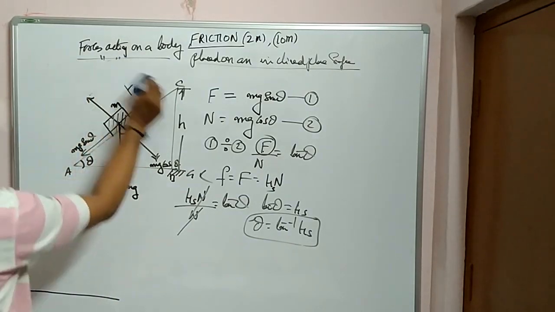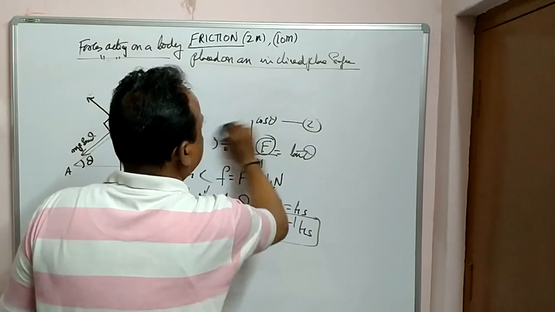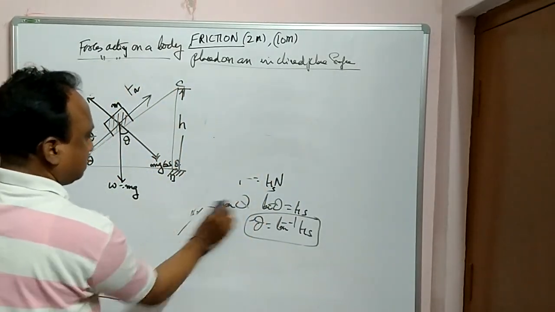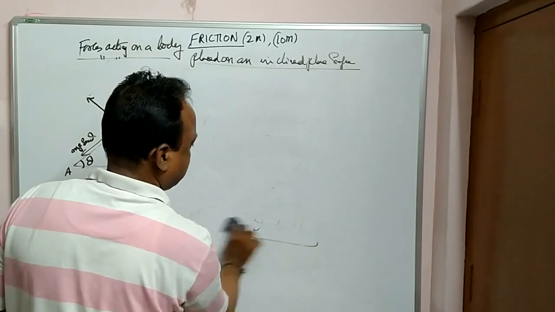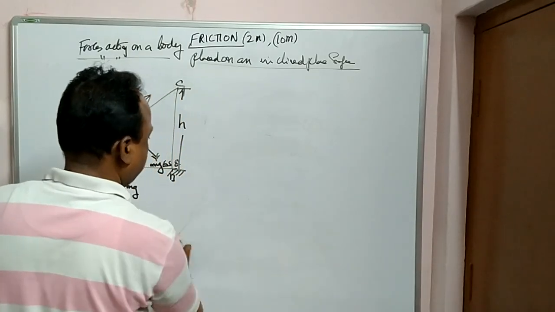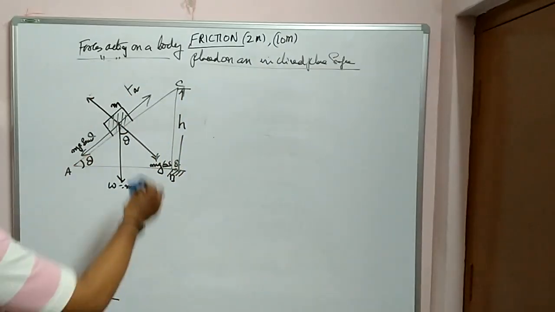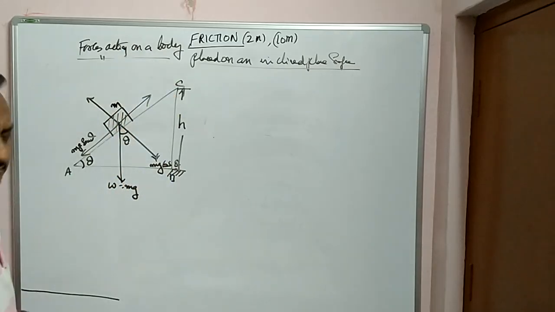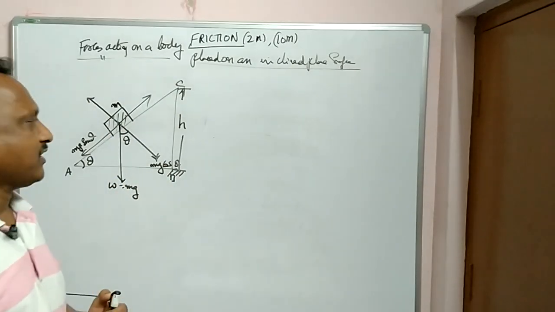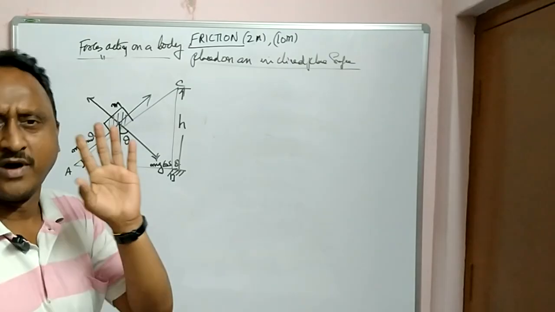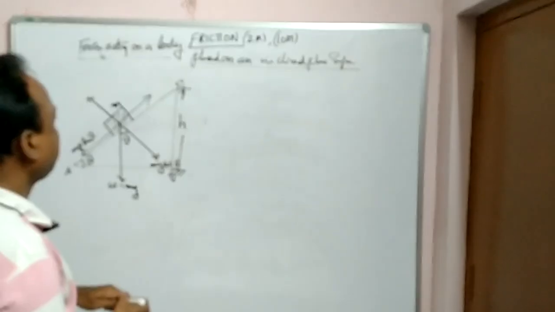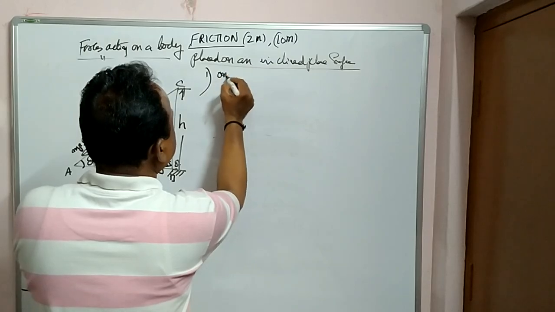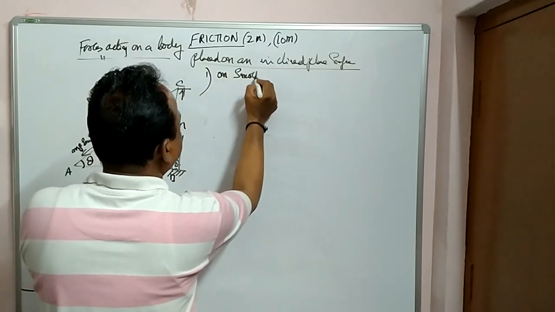Now, let us go further. Already I have given some components here. In intermediate IP also we have a derivation for this one, 4 marks. That is, first case, on smooth surface.